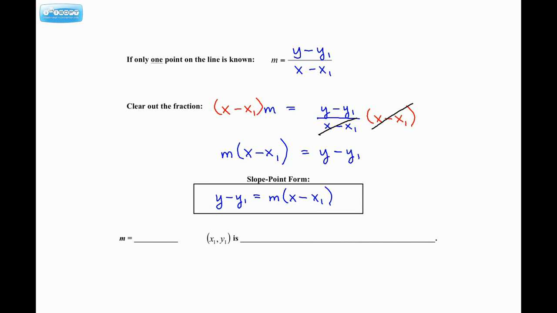So what does all this stuff mean? Well, m is still the slope. That hasn't changed. And x1, y1, so these two values here, is any point on the line. Any point whatsoever. So that is slope point form.